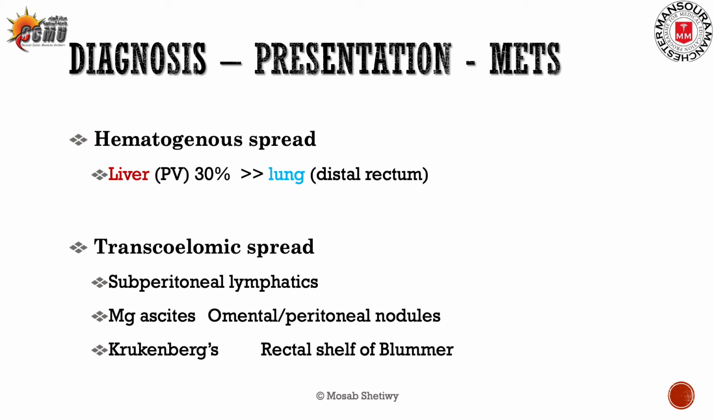As we mentioned, GIT carcinoma tends to have transcoelomic spread. The transcoelomic spread is due to subperitoneal lymphatics. The spread may cause malignant ascites, omental or peritoneal nodules, Krukenberg tumors of the ovary, or even thickening of the rectovesical fascia, which is called the rectal shelf of Blumer, and that marks the importance of digital rectal examination and vaginal examination in cases with suspected colorectal carcinoma.